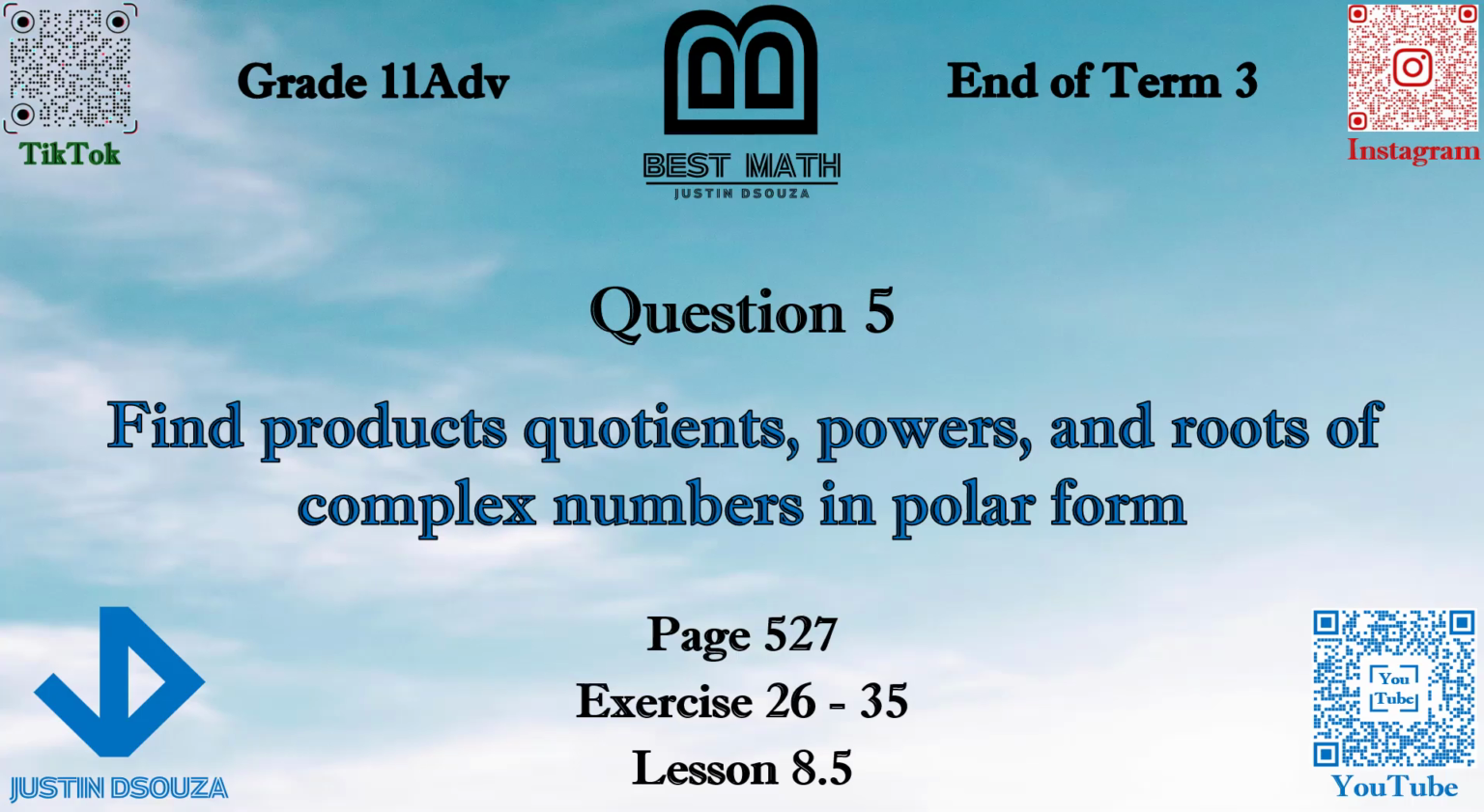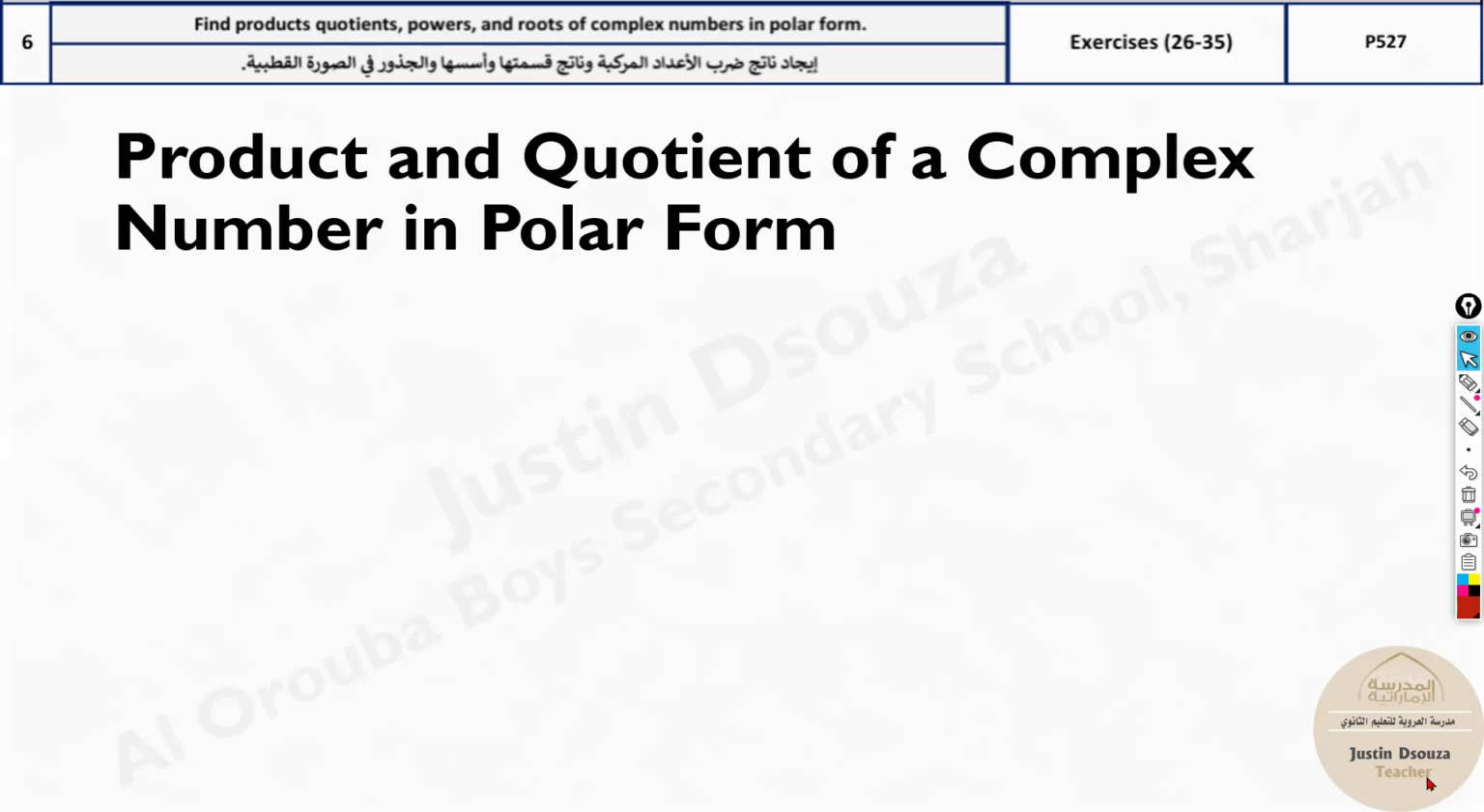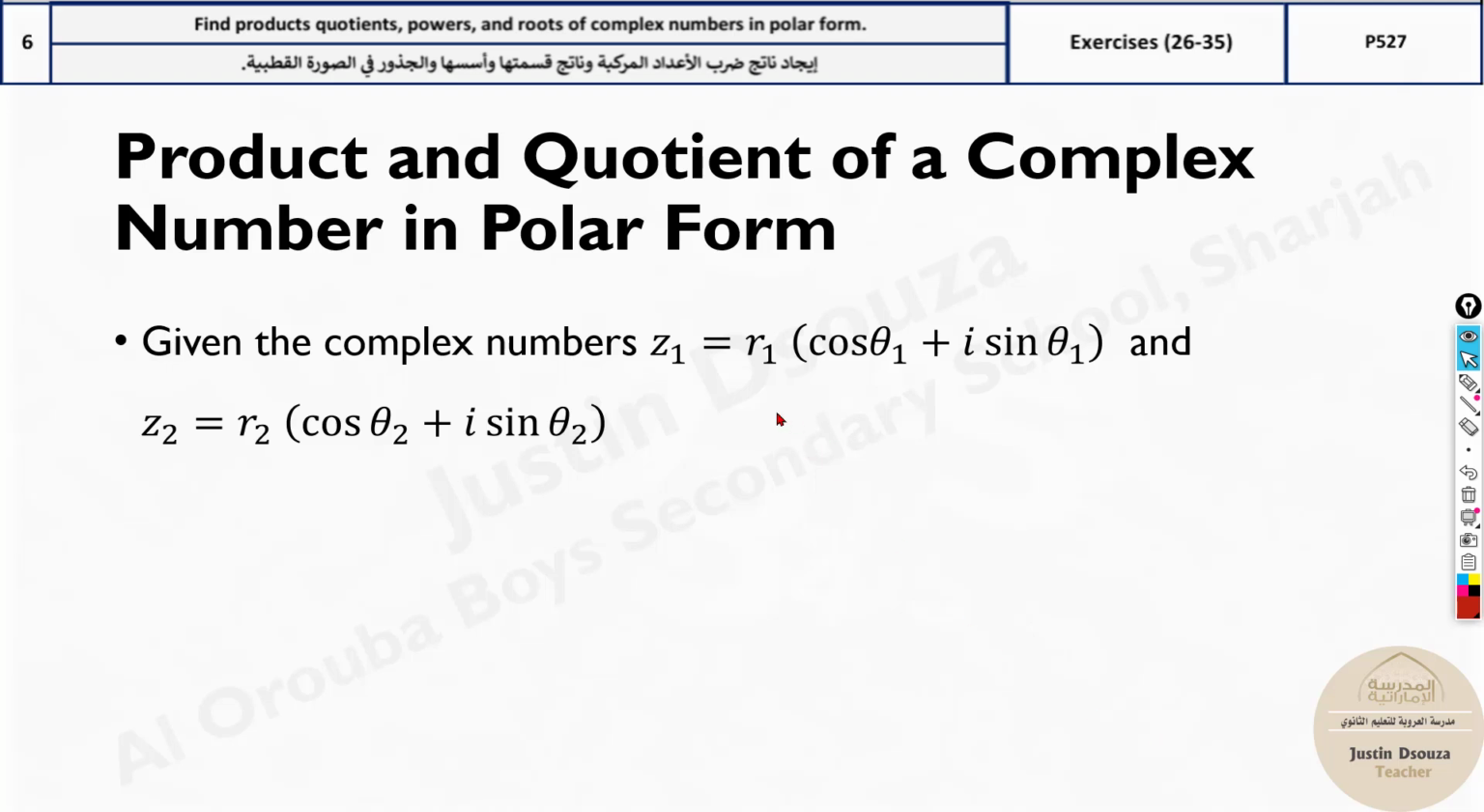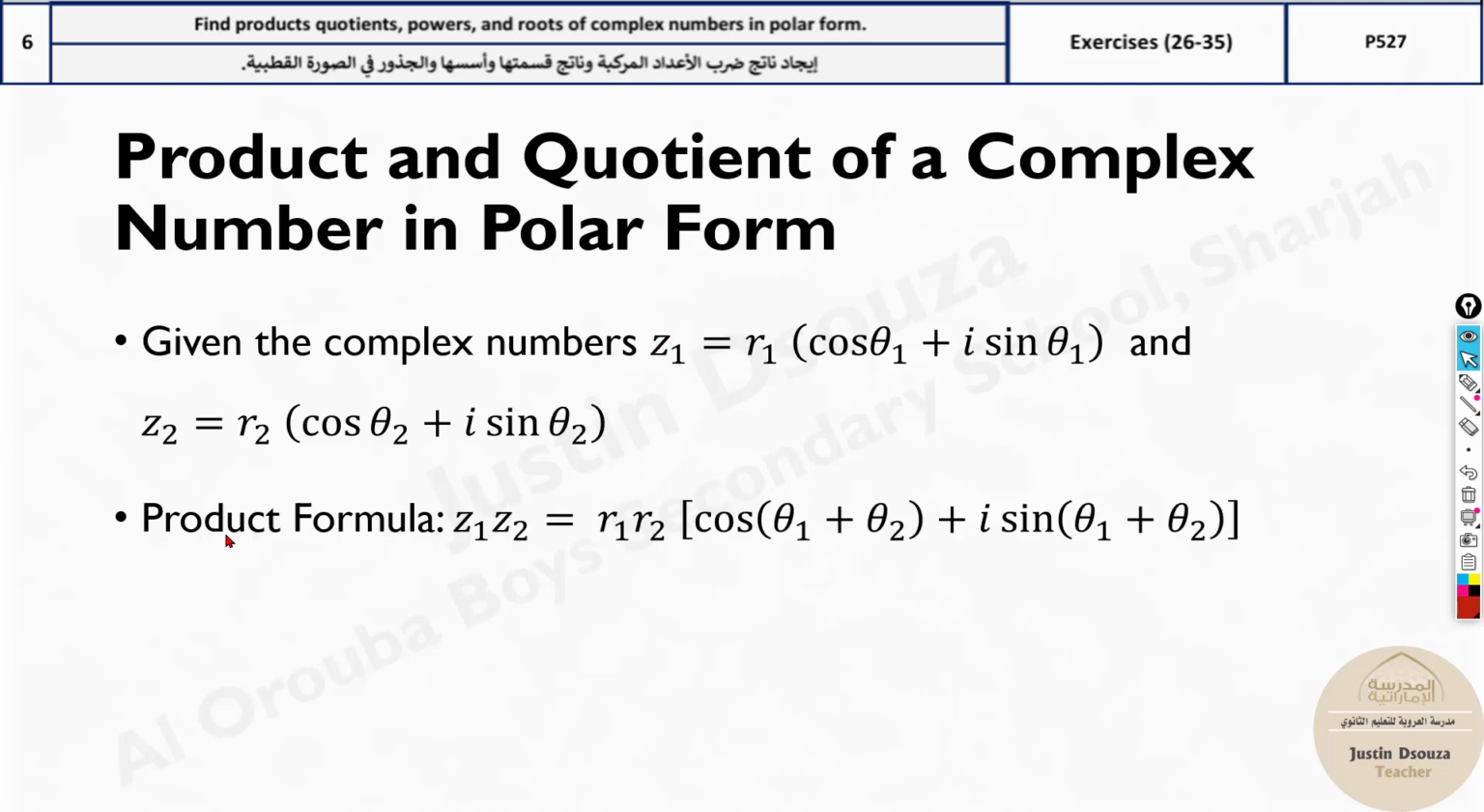The question is to find the products and quotients of complex numbers in polar form. Now, first thing, let's understand the formulas. If there are two complex numbers given in polar form, they'll be in terms like this. R1 cos theta 1 plus i sin theta 1. And imagine the next one is R2 cos theta 2 plus i sin theta 2. You can multiply them both. Okay, Z1 and Z2 can be multiplied by this formula.